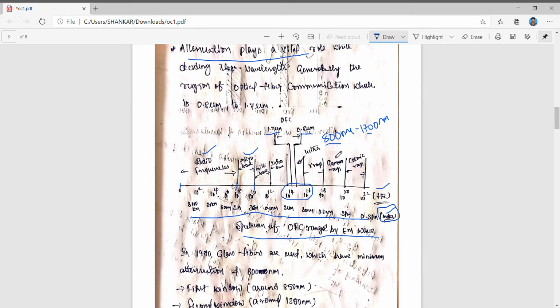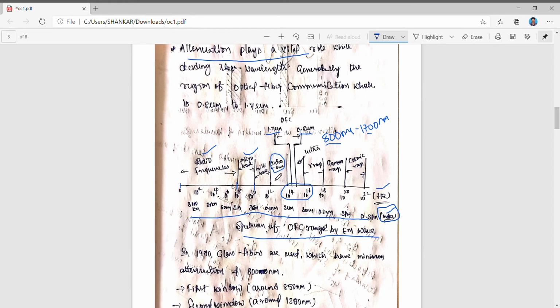So here the frequency range from 0 to 10 to the power 8 is chosen for radio frequencies, and the range of 10 to the power 8 to 10 to the power 10 is chosen for microwave frequencies. Then 10 to the power 10 to 10 to the power 12 is chosen for millimeter wave frequencies, and 10 to the power 12 to 10 to the power 14 is the infrared wave frequency.